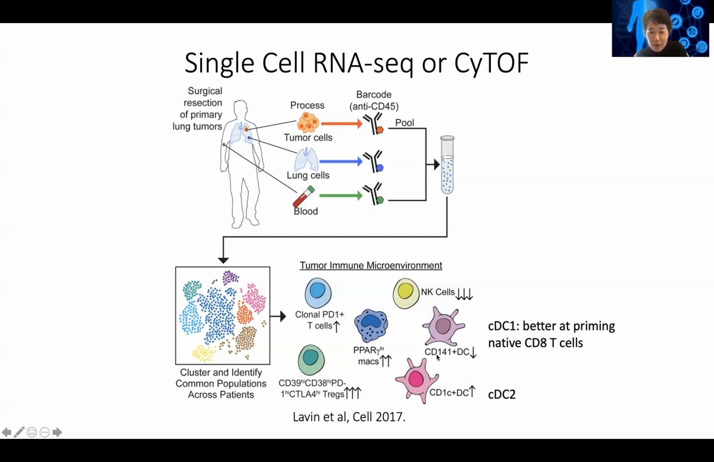So the CD141 dendritic cell is a good dendritic cell. It's better at presentation to the T cells, for T cells to recognize tumor antigen. But unfortunately, those cells are decreasing, whereas the worse type of dendritic cells, cDC2 with high CD1C level, are increasing.